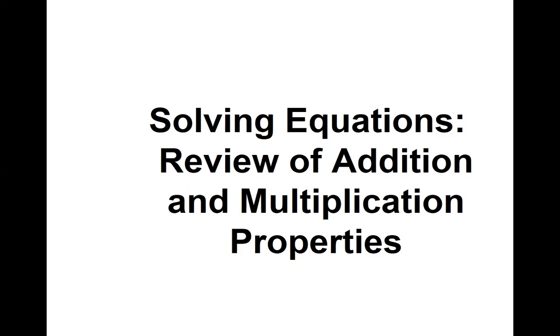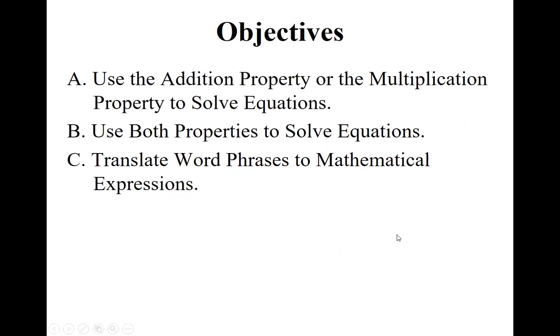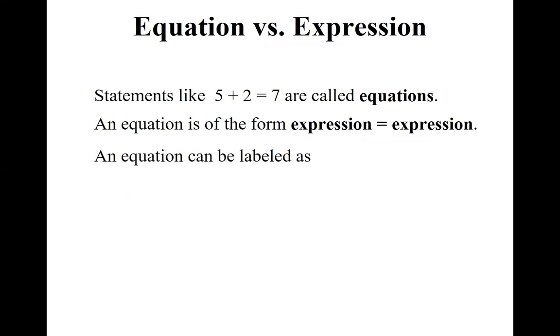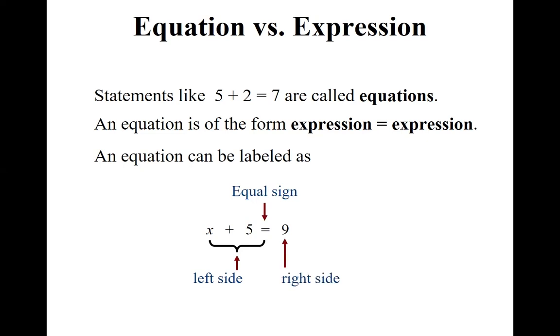The topic is solving equations, review of addition and multiplication properties. The objectives in this topic: use the addition property or the multiplication property to solve equations, use both properties to solve equations, and translate word phrases to mathematical expressions. So once again, statements like 5 plus 2 equals 7 are called equations. An equation is of the form expression equals expression, and we can label it as the left side of the equation, the equal sign, and the right side of the equation.